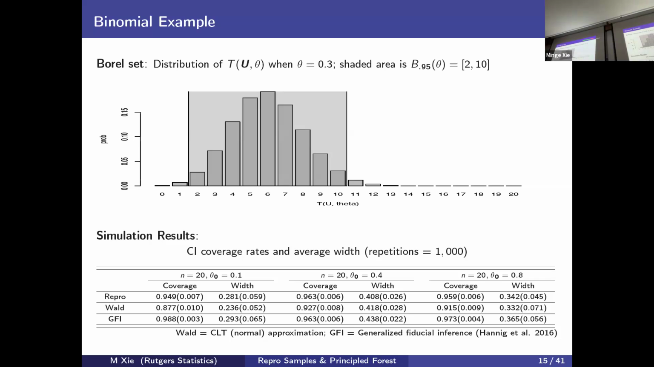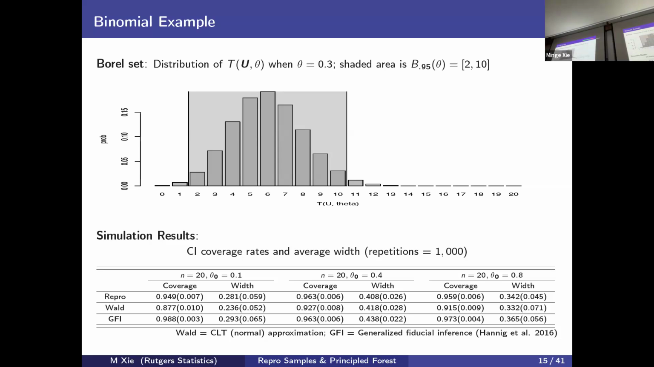Does that make sense? I don't know the true value is 10%, but let me try 30%. If 30%, I get a lower bound and an upper bound. If my observed y happens to be 9, then I should keep the 30% in the interval.